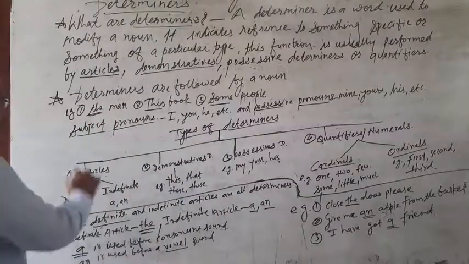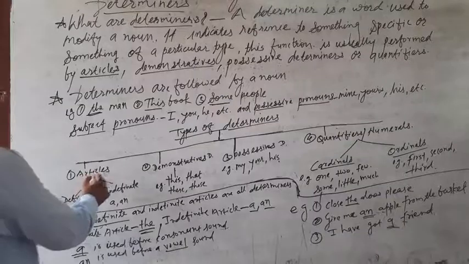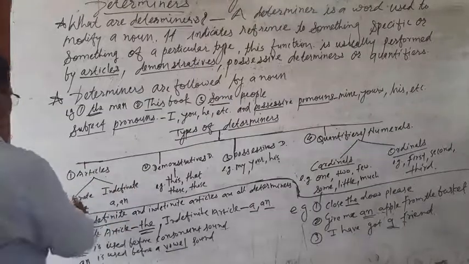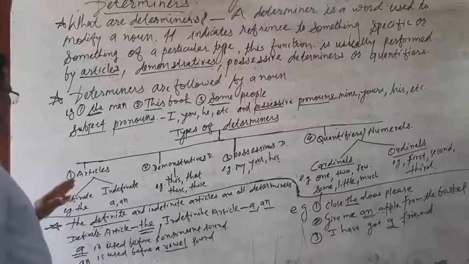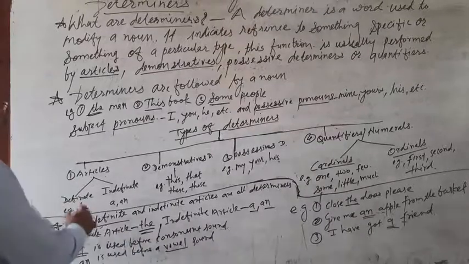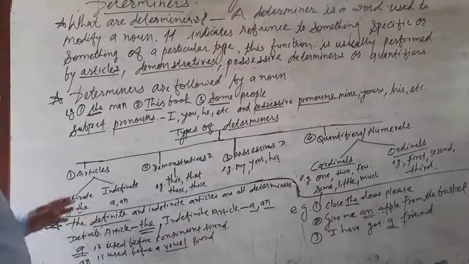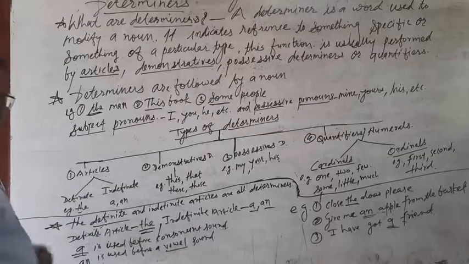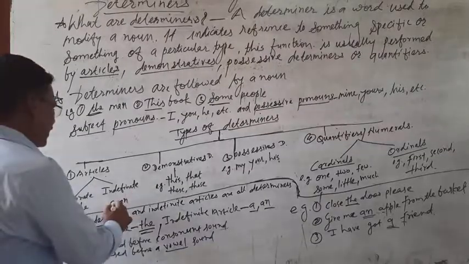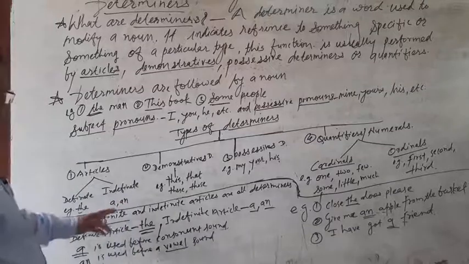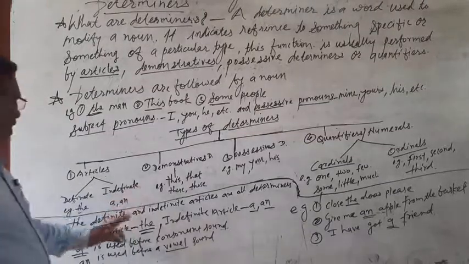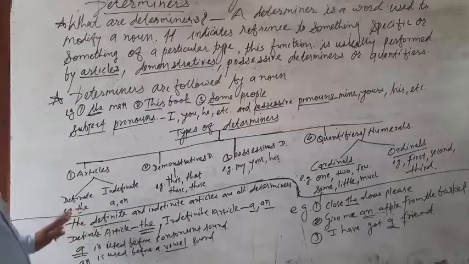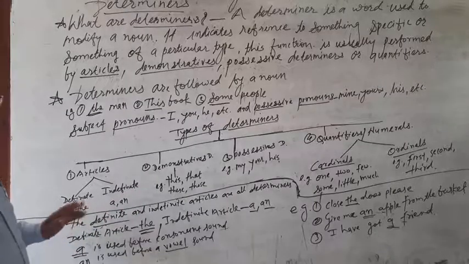Now see here about number 1, articles. There are 2 types of articles: definite article and indefinite article. In definite article, the is there, and indefinite articles are a and an. So a and an are the indefinite articles, and the is the definite article.